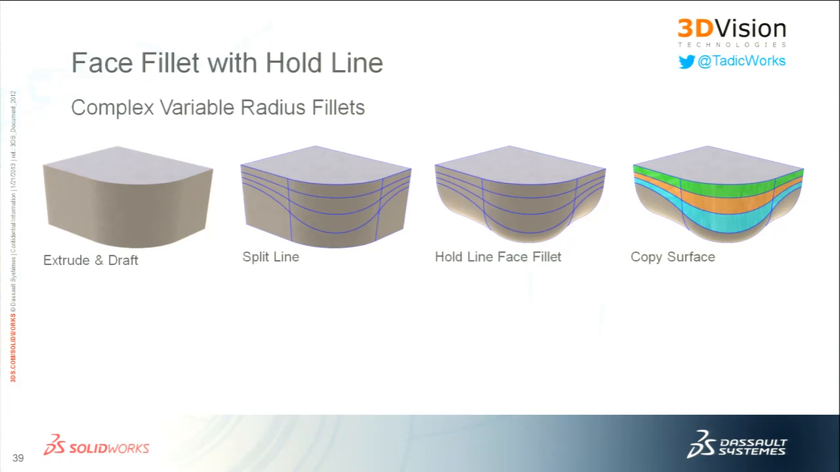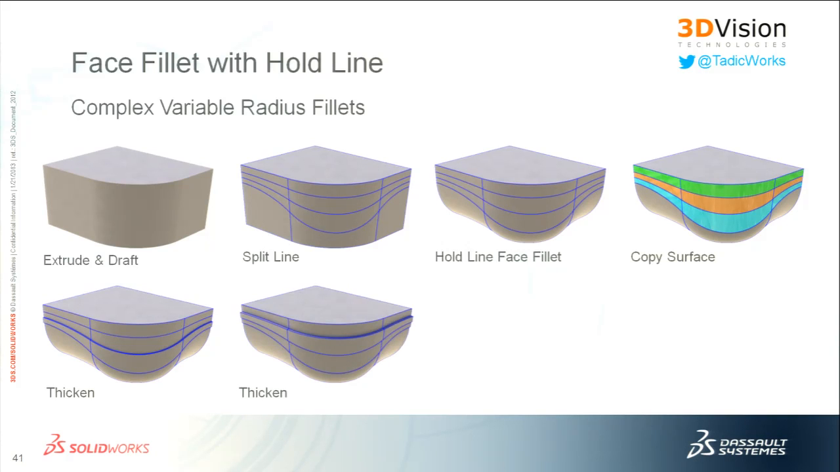I copied each one of those surfaces. So now I have 3 surface bodies on the outside, skinning across the outside of this model. So what do I do now? I thicken the first one. I thicken the second one a little bit thicker. And I thicken the third one even thicker. That creates my stepped geometry as we get towards the top.